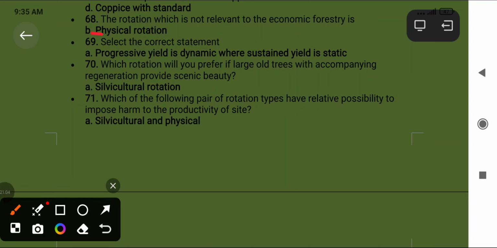Selection, select the correct statement. Progressive yield is dynamic whereas sustained yield is static. Which rotation will you prefer if large old trees with accompanying regeneration provide scenic beauty? Silvicultural rotation.